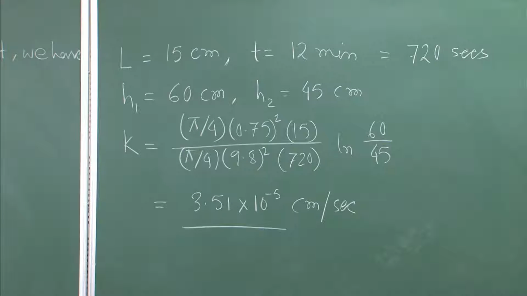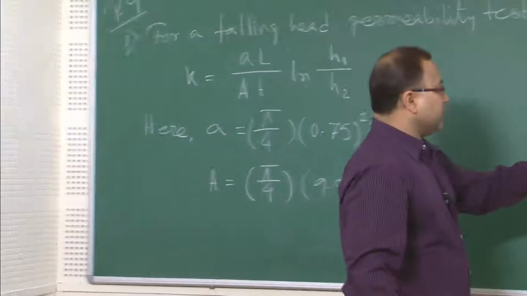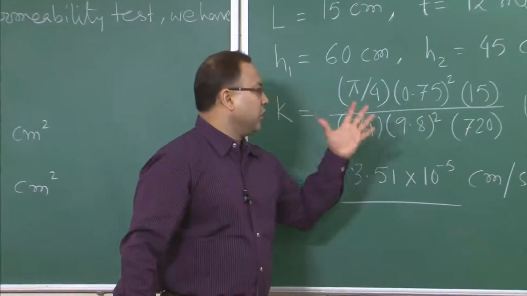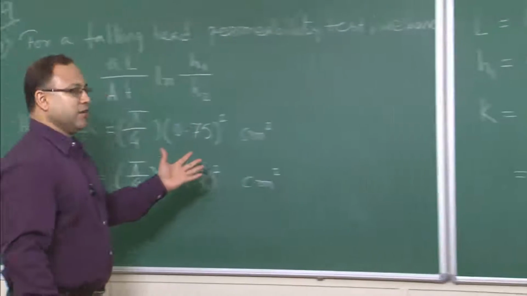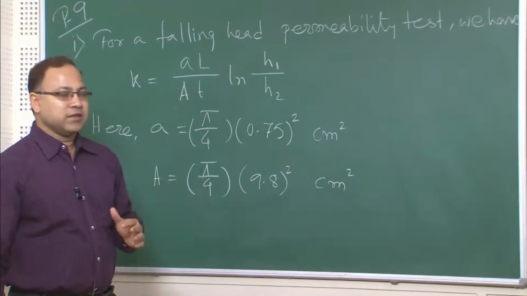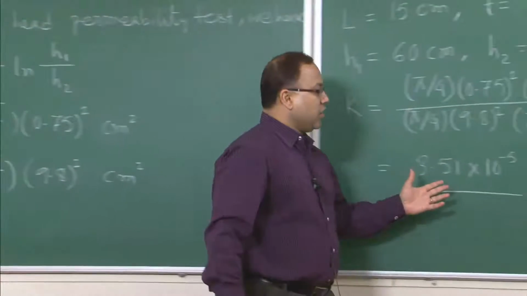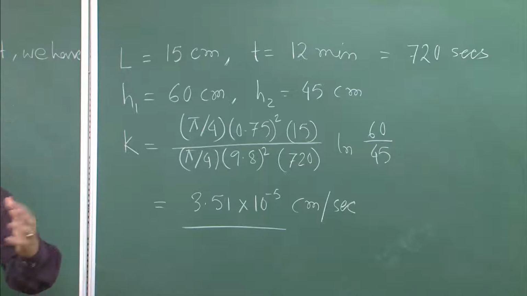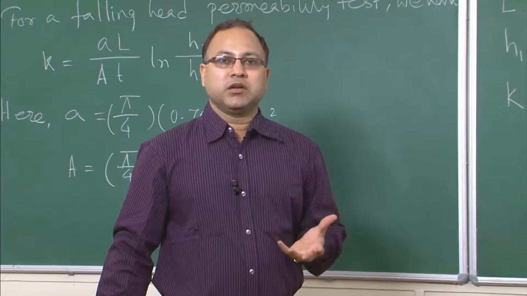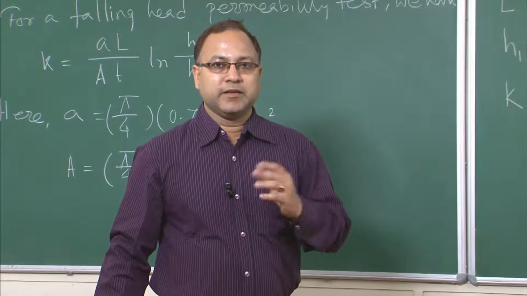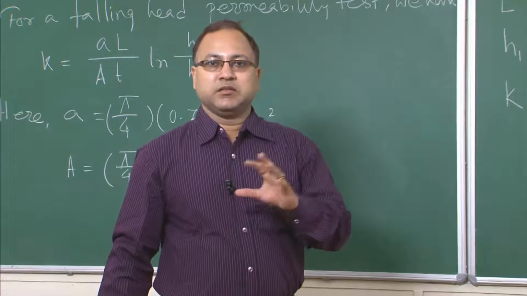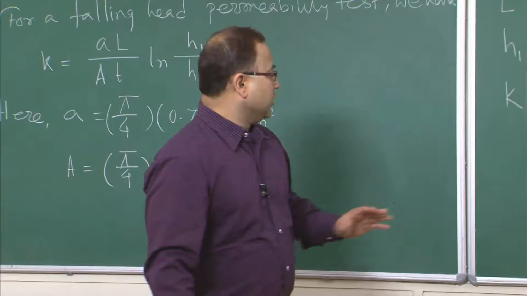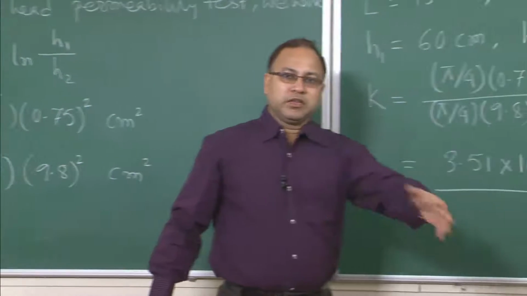As you have seen, this expression was known to you. Whatever parameters are given in the problem, based on that you have calculated everything, and your permeability is coming 3.51 into 10 to the power minus 5, and that will remain the same for the rest of the test, because permeability will not change as long as you are considering the same soil sample with the same void ratio, same constitution and same structural behavior. So, this permeability will be used for the rest of the problem.